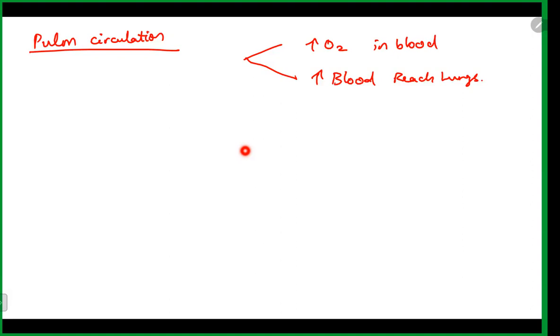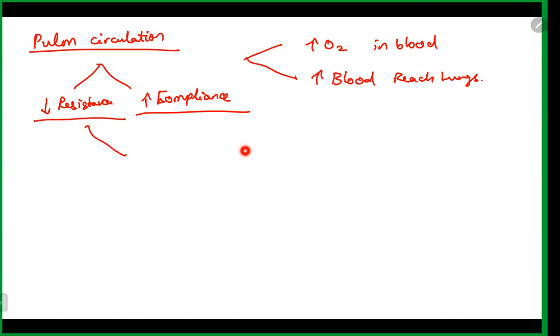So the pulmonary circulation should have low resistance. Remember, it should have low resistance and it should have high compliance, so that more oxygen is going to reach. Okay? So remember, alveolar hypoxia. When does alveolar hypoxia come? If there is decreased resistance and increased compliance, both together, normal alveolar oxygen concentration can be maintained.